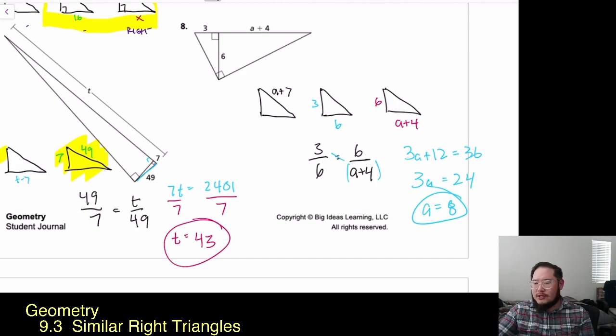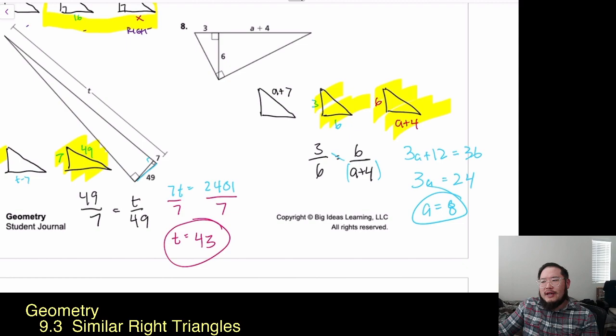What you can do is split the triangles up and then match and see which two triangles have corresponding parts where I can set up my proportion. And that's what I tried showing you with the highlighted parts right here. And I went ahead and highlighted that triangle in number 8. All right, so there you go, 9.3, similar right triangles. Start setting up some proportions, start splitting up those triangles, okay, to help you solve these problems out. There you go.